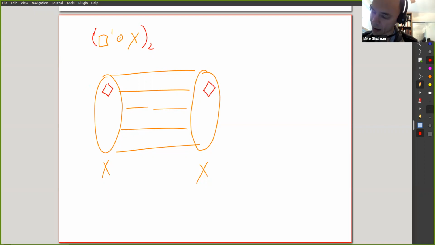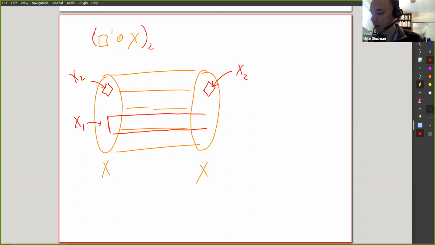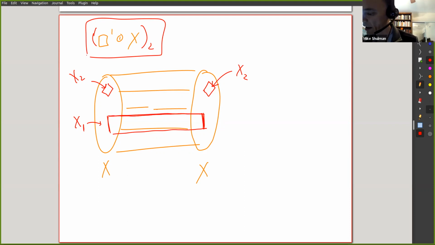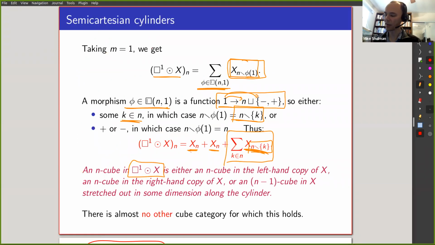So this is a square in X. Or I could take a line, a 1 cube in X here, and stretch it out along the cylinder to make a 2 cube in the cylinder. And like this boundary here, this is a 1 cube in the cylinder, which comes from a point in X. So we have a very explicit description of the cylinder on a cubical set or a cubical object X, without any quotienting or coends or anything like that, just in terms of the cubes in X. And I don't think there's nearly any other cube category for which you have a nice expression like this, as far as I know. It really depends very precisely on this having symmetries, but not diagonals.